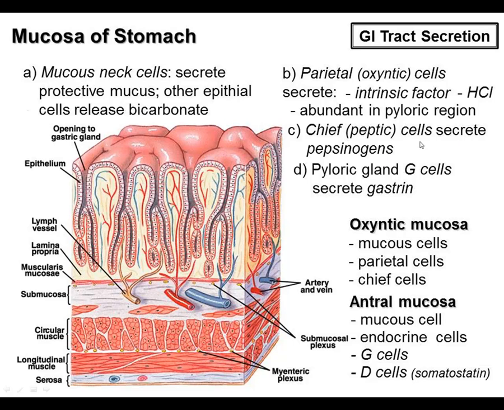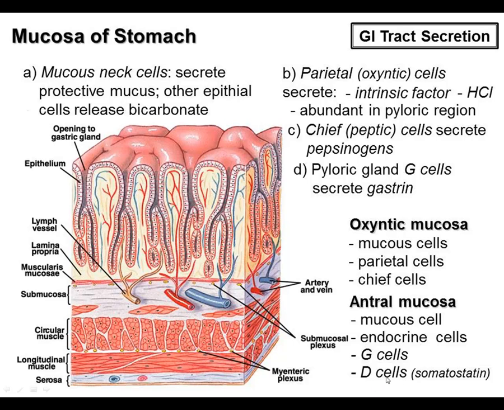Then we have the chief cells. The chief cells will give you the pepsinogen, and the pyloric gland G cells, and these are also called the endocrine cells. They will secrete to you gastrin. Okay, so in the mucosa layer we're going to have mucous cells, parietal cells, chief cells, and we have the antral mucosa, and then all the way at the antrum we will have mucous cells, endocrine cells, G cells, and D cells will give you somatostatin.